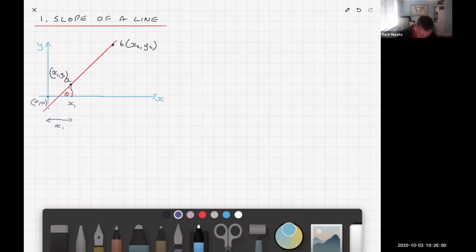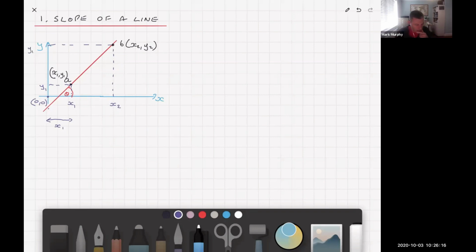So that's A, x1. And then we look at B. We bring a dotted line down from here, and we have x2. We do something similar with the y-axis. So that's y1, and again a little bit of space, but that's y1 there, okay?